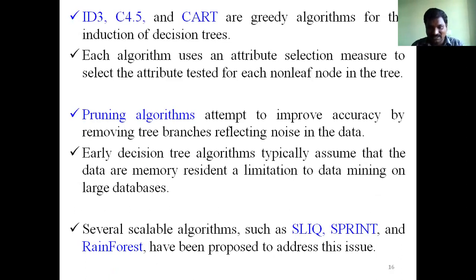Removing some of the branches, removing some of the information. By that means you will remove the tree branches reflecting the noise in your data. If there is noise in your data, you have to remove such kinds of branches. For that purpose you use some algorithms, and there are several scalable algorithms, such as SLIQ, SPRINT, and RainForest. These are some of the scalable algorithms.